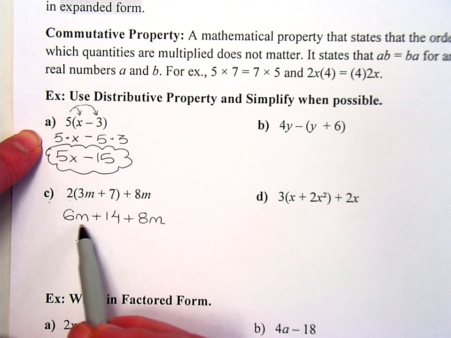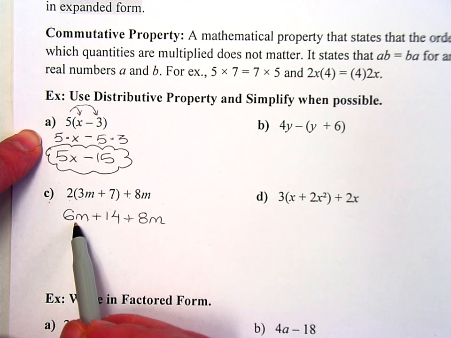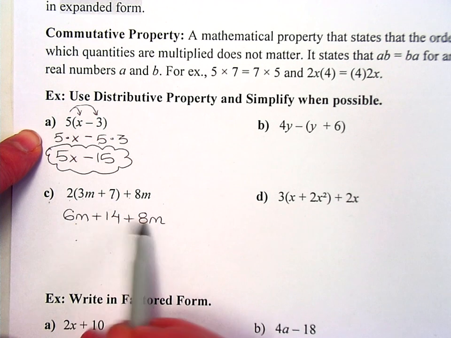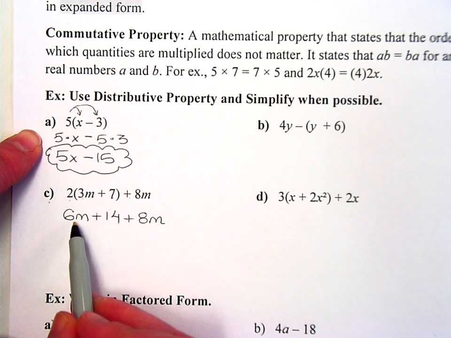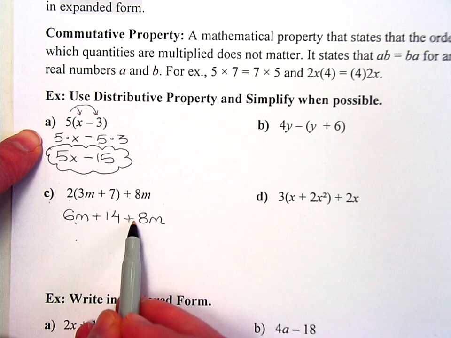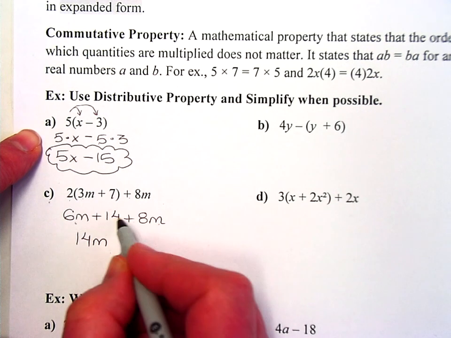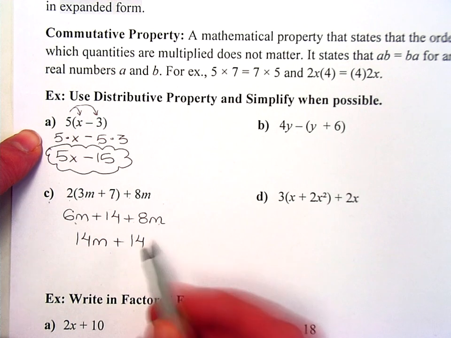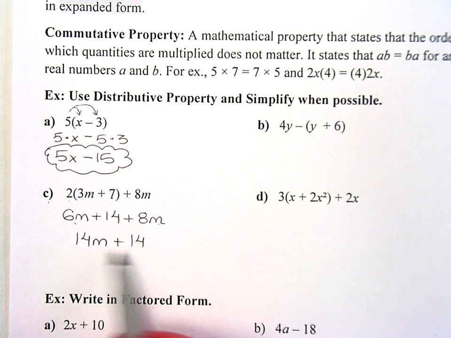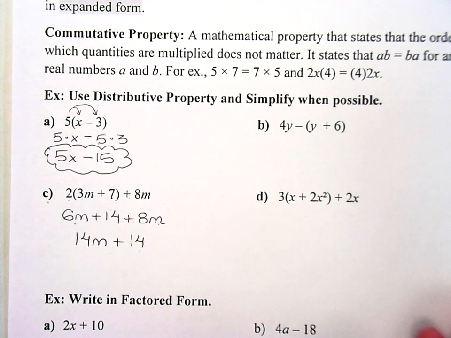Now, we can only check, can we simplify further? Can we combine like terms? And we have 6m and 8m that both have the same variable, so we can combine them. 6m plus 8m will give me 14m, and I still have plus 14 here. Now I have to stop because I cannot combine those two. They are not like terms.